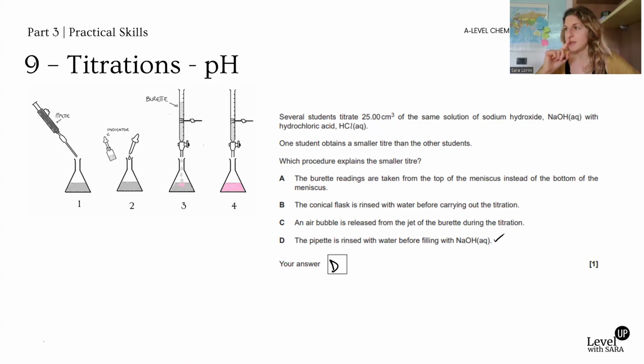If it's a smaller titer, it means you've required less volume in your burette to neutralize whatever is in the conical flask. So if you rinse the pipette with water before filling it with sodium hydroxide, you're going to have less sodium hydroxide present because there is more water in it. That's why you will need a smaller volume of hydrochloric acid to react. That's why the smaller titer, because you have less.